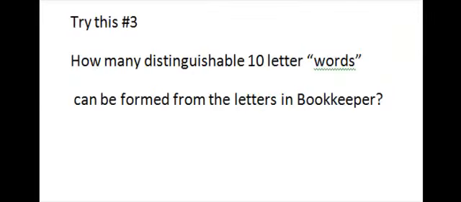Try This number 3. How many distinguishable 10-letter words can be formed from the letters in bookkeeper?